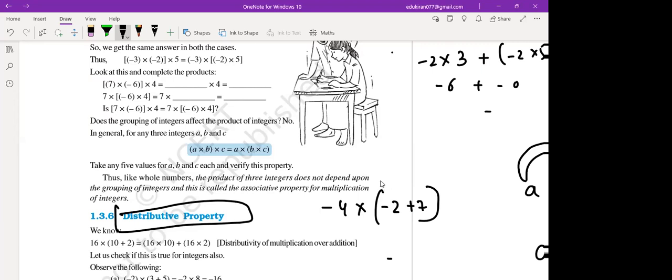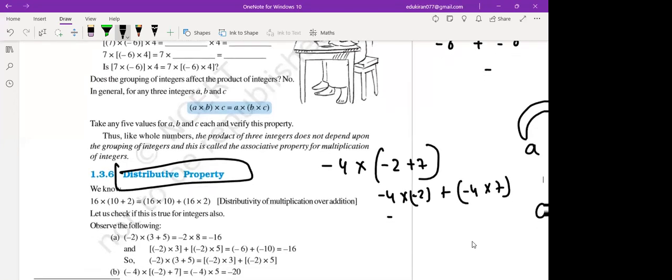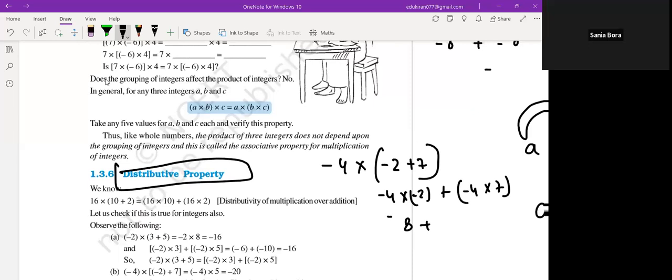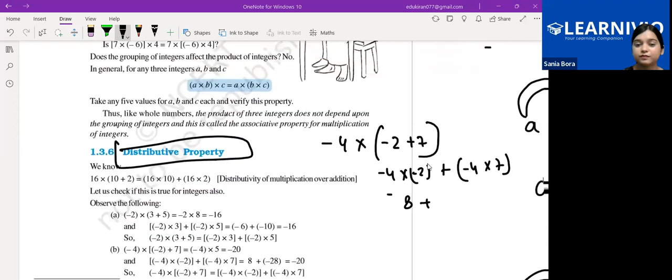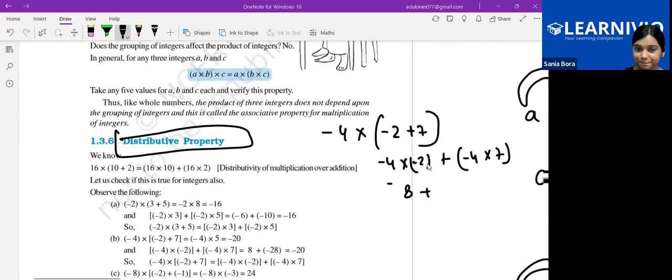Okay, I'm just solving it. Have a look. So it would be minus 4 multiplied by minus 2 plus minus 4 multiplied by 7. So over here I got positive 8 and minus 28. So when we add it, we'll get minus 36. So what are you getting for the final answer? Minus 36. Yes, ma'am.